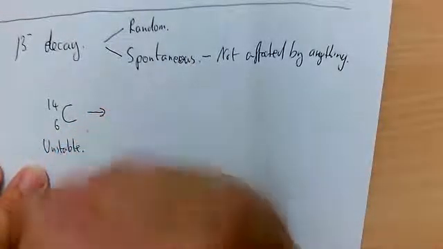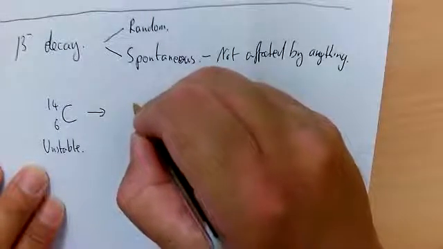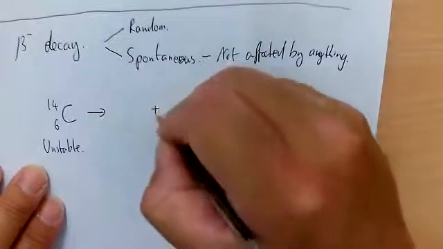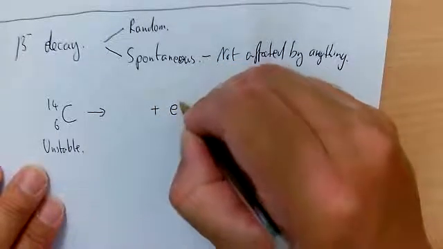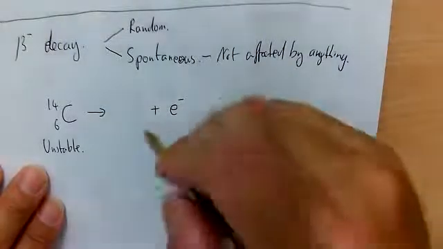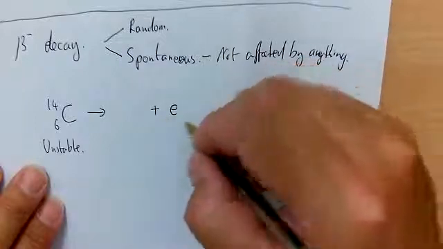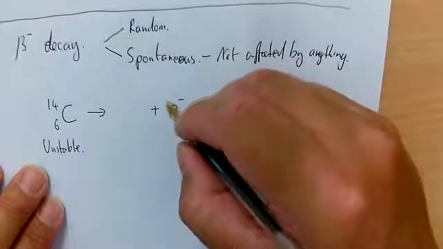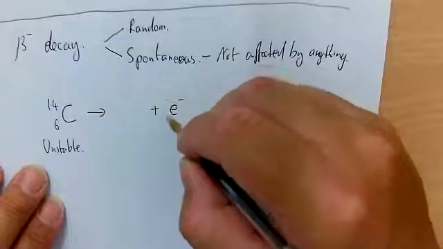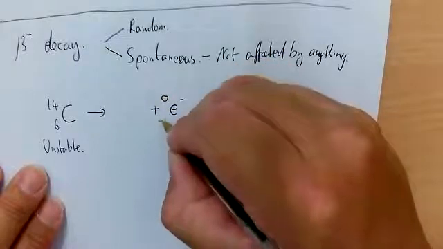It wants to break down, it wants to change. So what it does is it emits a beta particle. Now, a beta particle is essentially an electron. Now, if we go back and we think about it, what's actually happening? Well, if we look at the atomic number or proton number and the relative mass, we assume the relative mass of an electron is 0 and its charge is -1.